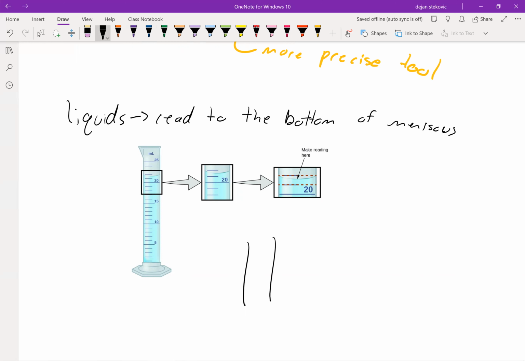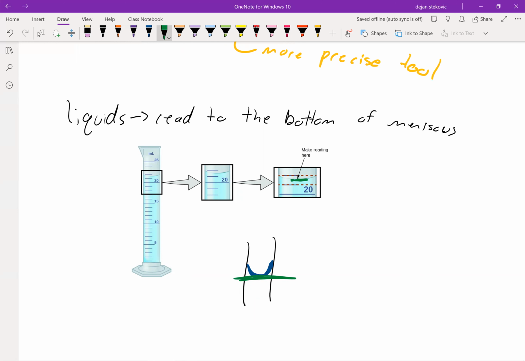Right, so if you had some graduated cylinder and you put some water in there, it's going to form this kind of thing, right? A meniscus where it kind of climbs up the sides of the wall, and where you want to make your measurement is right at the bottom of the meniscus, right? So for example, right here is your measurement right there.